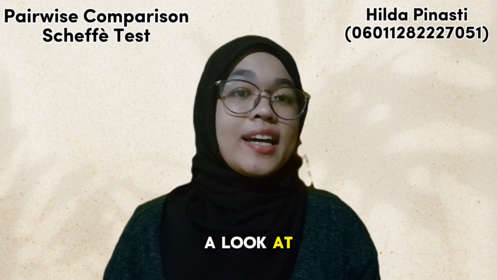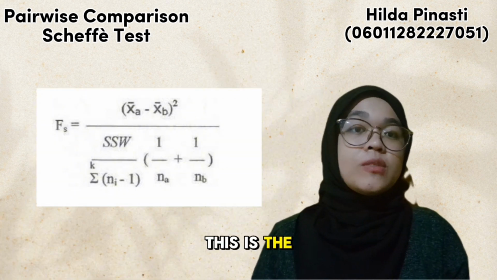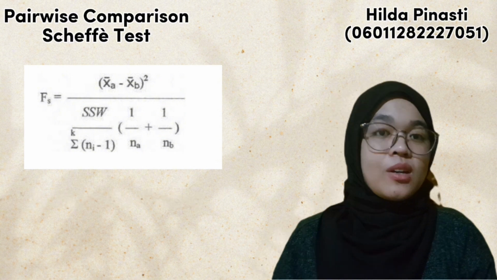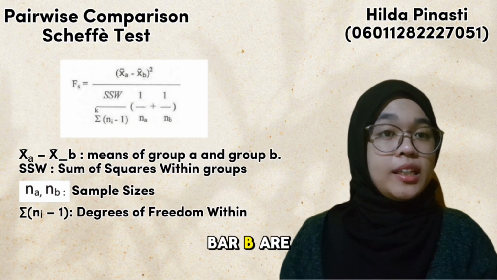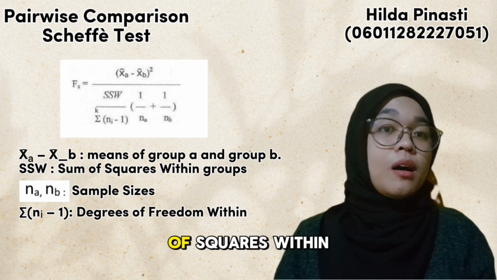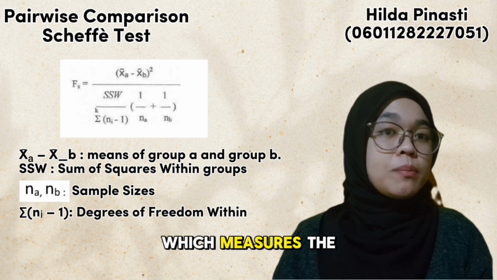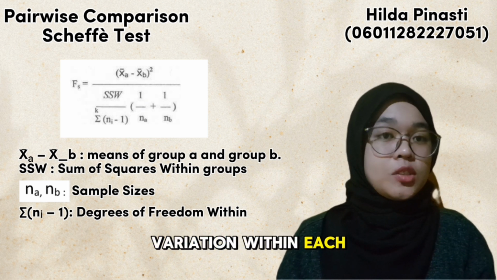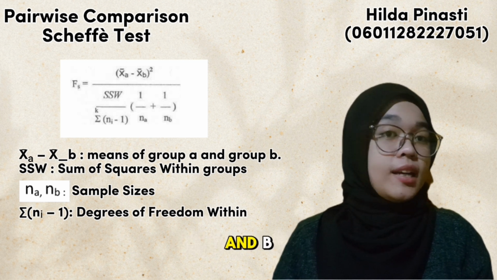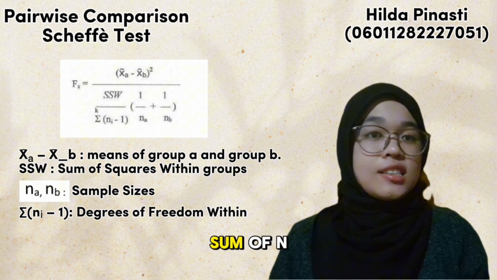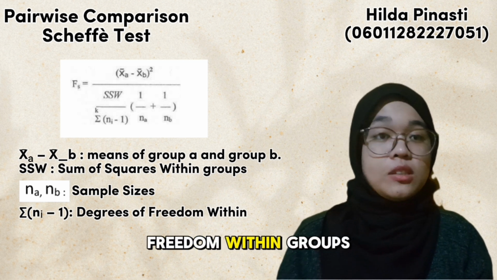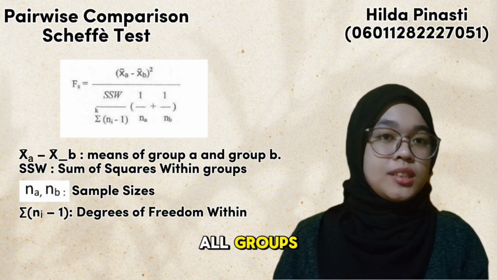Now let's take a look at the formula. This is the formula to calculate Scheffé's F-value, or F sub s, where x bar A and x bar B are the means of group A and group B. SSW is the sum of squares within groups, which measures the variation within each group. N A and N B are the sample sizes of groups A and B. And the sum of n sub i minus 1 is the total degrees of freedom within groups, summed across all groups.